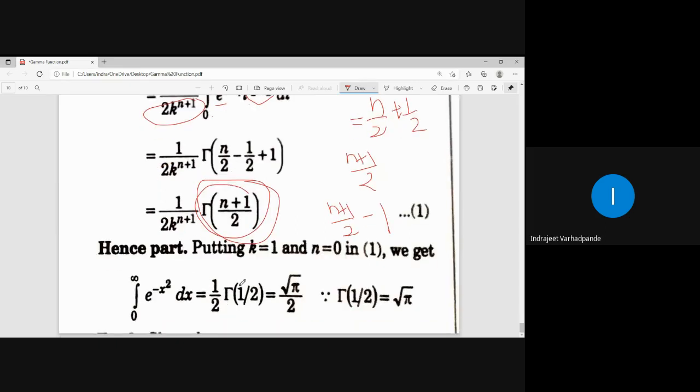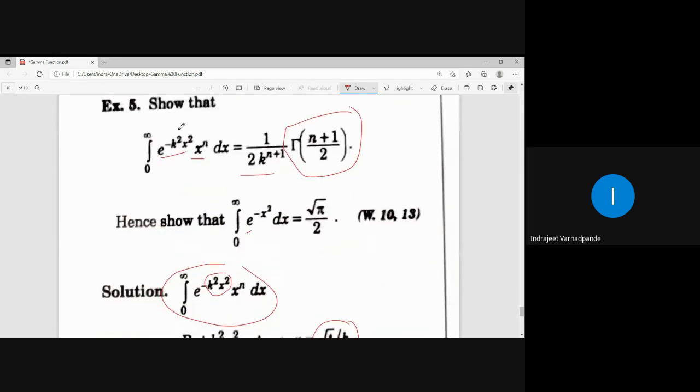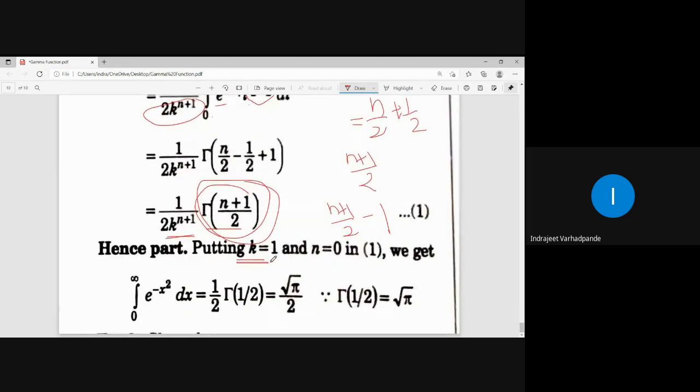So we are getting the result as 1 upon 2 into k to the power n plus 1, gamma of n plus 1 by 2. Hence, in the second part, I don't want k. Here k is missing, which means k should be put as 1, so that we are left with e to the power minus x square. So put k equal to 1 and n equal to 0. You get the integral from 0 to infinity of e to the power minus x square dx is half gamma half. Gamma half is under root of pi. So you get the answer as root pi by 2. And that is how we try to simplify with the given.